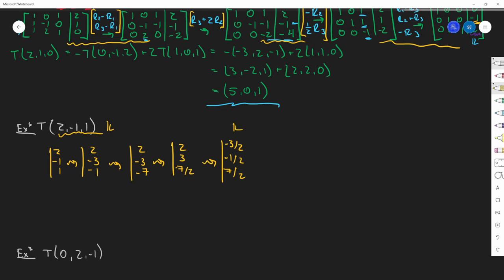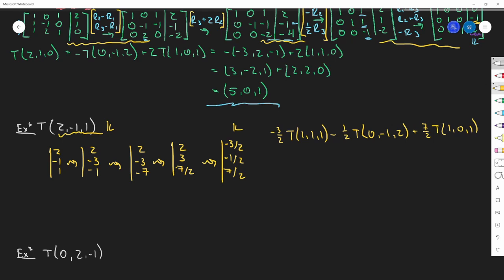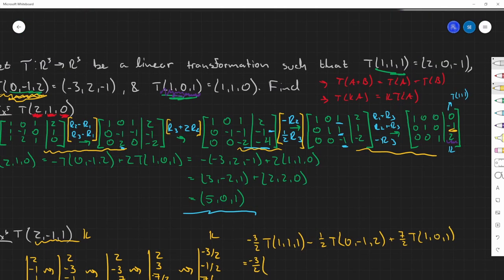So this is our k value, and then all we have to do is just plug it back in. So this would be negative 3/2 of t of 1, 1, 1, minus 1/2 t of, what was the other one? 0, negative 1, 2, plus 7/2 t of 1, 0, 1. And then you substitute those in, which would be negative 3/2. I forgot what the ones is equal to. 2, 0, 1.